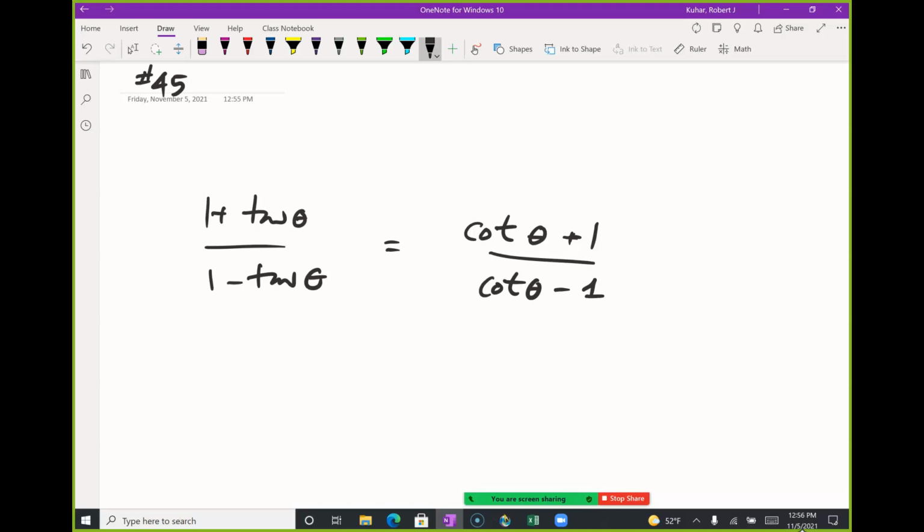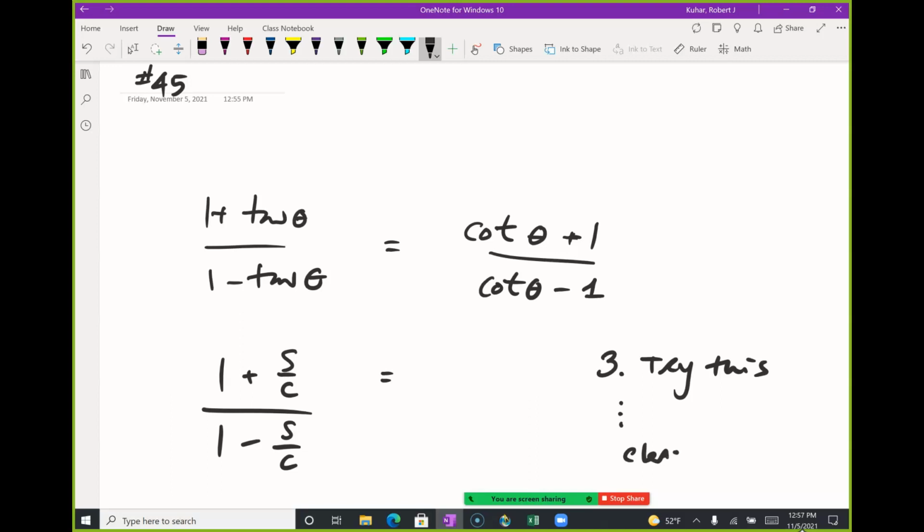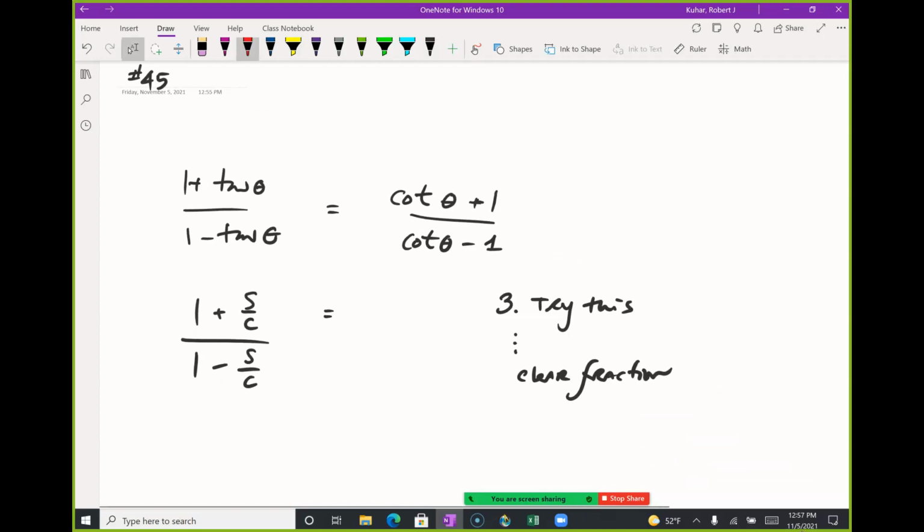I don't know. What do you think? Which side? Anybody have a preference? The left. Sure, I like the left. So 1 plus sine over cosine over 1 minus sine over cosine. Nice. Fractions within fractions. When I have fractions within fractions, I want to clear fractions. Step 3, try this, dot, dot, dot, clear fractions. Right? When you have fractions within fractions, clear fractions. We already know how to do this. What's our interior LCD?